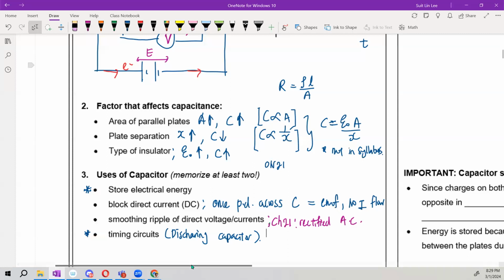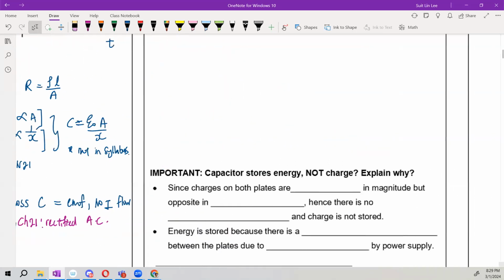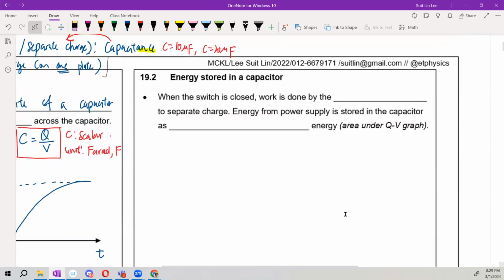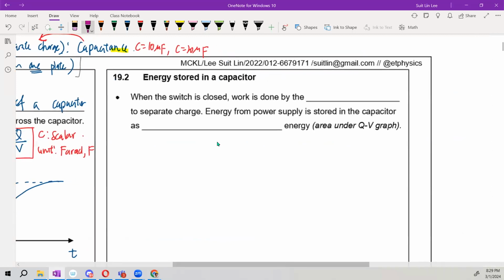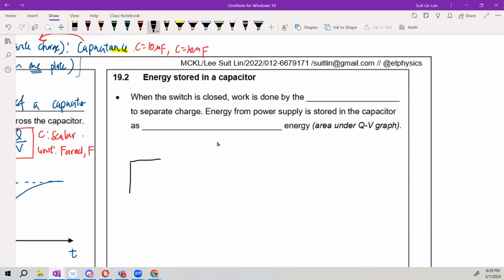Okay, so we learned to define the capacitor, we learned the factors that affect capacitance, we learned the uses of capacitors, right? Then we're going to look at the energy stored in the capacitor, okay? Because when your switch is closed in your circuit, instead of drawing one with fully sliced parallel plates, the capacitor looks kind of like this. See, okay?